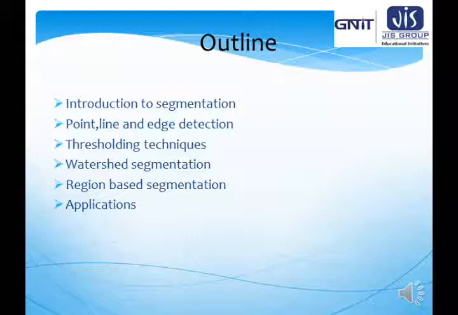The last one is region based segmentation. Here also we can see how, starting from seed points, we can accumulate all the pixels to form a region, and that particular region is segmented from the entire image. So these three will be discussed here: thresholding technique, watershed segmentation, and region based algorithm technique.